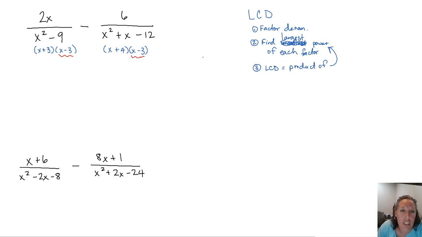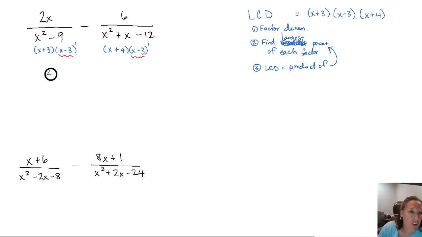So here our LCD is going to be equal to, we've got an x plus 3 to the first power, we've got an x minus 3 to the first power, which is the biggest one that we see, so we're just going to leave it to the first power because we've only got one at a time in each of those fractions. And then we have an x plus 4 in our second denominator, so that's got to be part of our LCD.